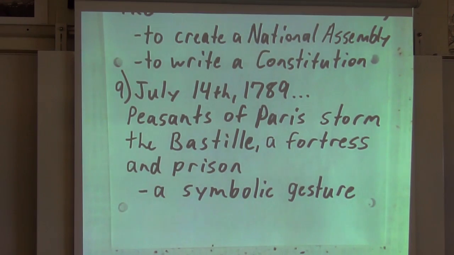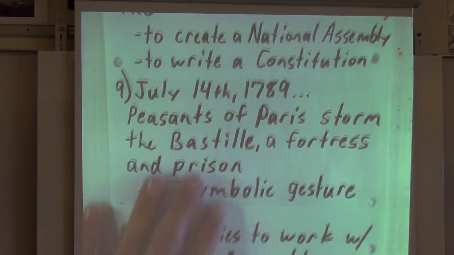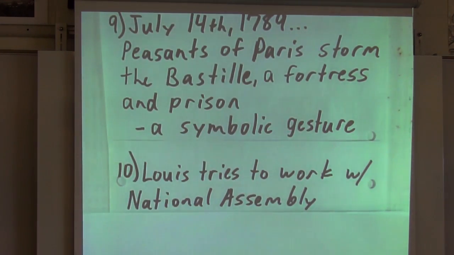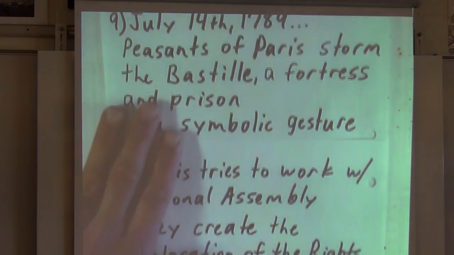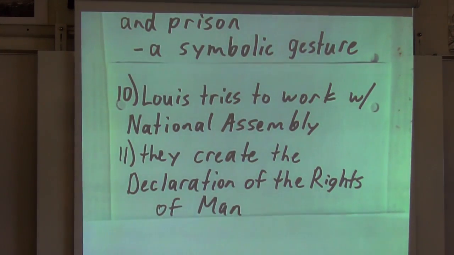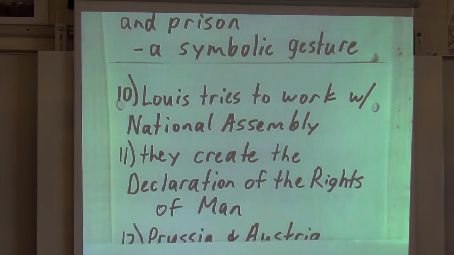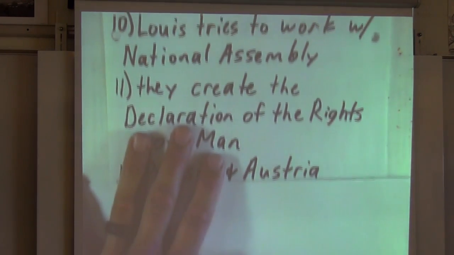Okay, so what does Louis now do? Louis agrees to try to work with the National Assembly. Louis, again, is trying to work this out. But Louis is sort of fighting a battle that he is not going to be able to win because this is going in a particular direction. And the National Assembly creates something called the Declaration of the Rights of Man. That sort of sounds like the Declaration of Independence, does it? And when you read the two documents next to each other, they are similar in many ways. Okay? Here's where it gets interesting.